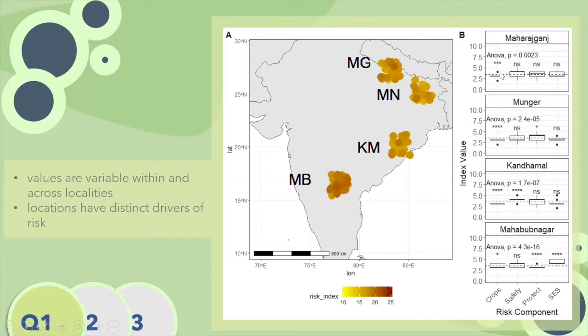The t-tests each one component against the average of all components, just to see which ones contribute more or less than average to a local risk profile.